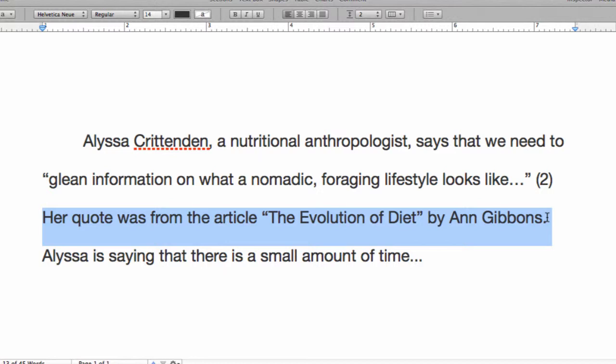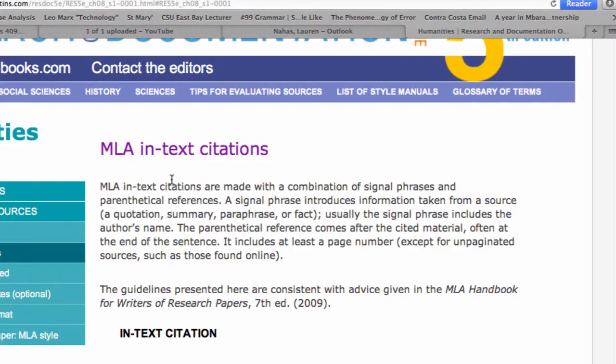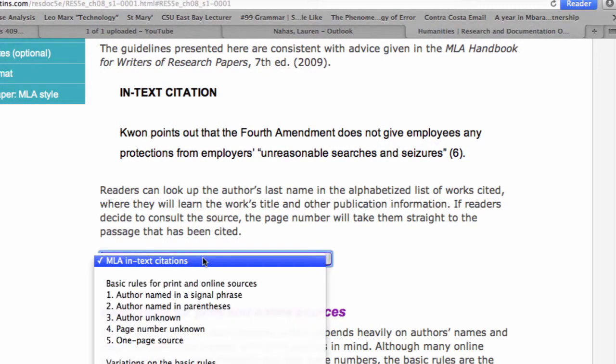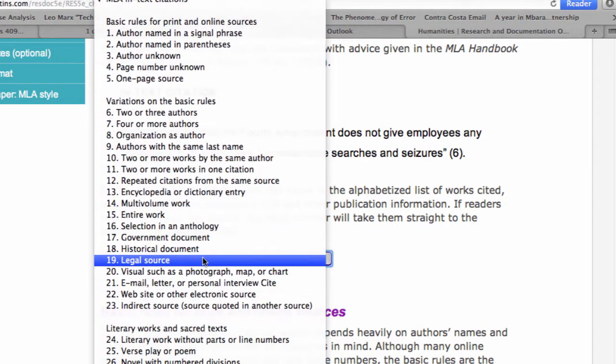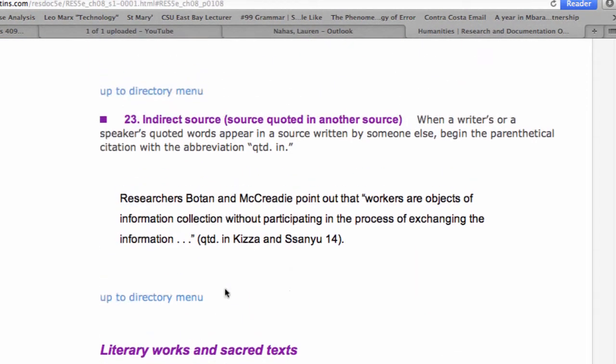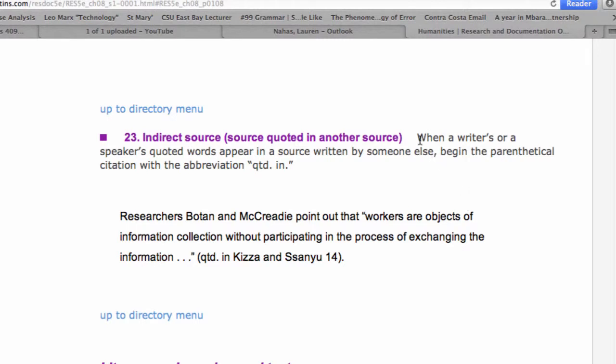So let's go look at our research and documentation website for what to do in this situation. Okay, so here we are on our research and documentation website. I'm in the in-text citations section, and I need to go down here and find the particular type of situation I want to deal with. So I'm going to go to number 23, where I have an indirect source, or a source quoted in another source. Okay, and looking at the instructions here, it says, when a writer's or a speaker's quoted words appear in a written source by someone else, begin the parenthetical citation with the abbreviation quoted in.